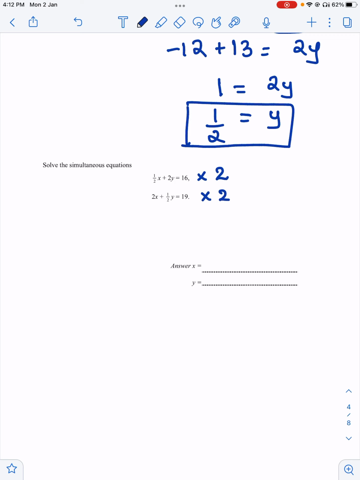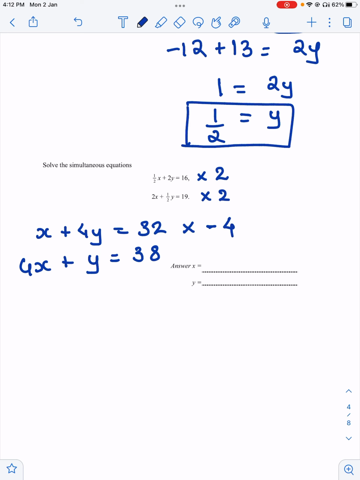Now look here. Half x into 2 gives me x, 2 into 2y gives me 4y, and 16 twos are 32. This is my first equation. Second, 2 into 2 is 4x, half y into 2 gives me y, and 19 twos are 38. Okay, now we have to make one of the values the same. So I am trying to make the value of x the same by multiplying it by minus 4.